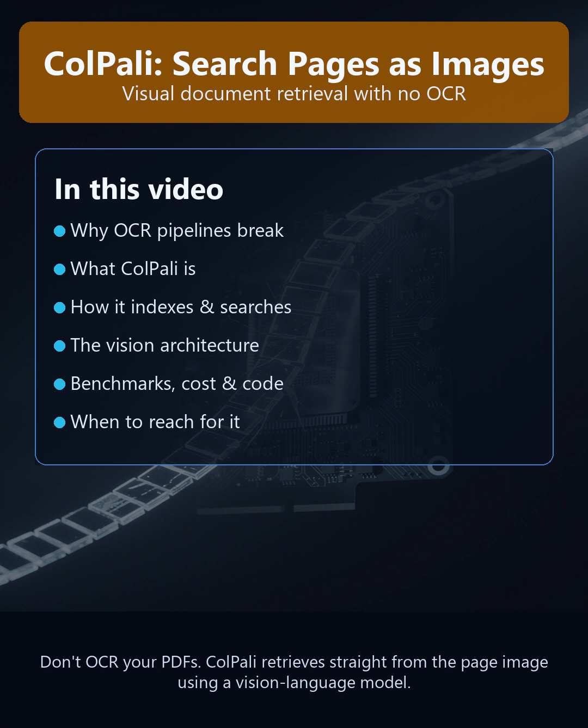Most document search still runs on OCR. But real documents are visual. Tables, charts, figures, scanned forms, and text extraction throws all of that away. ColPali takes a different route. It retrieves straight from the page image, with no OCR at all.